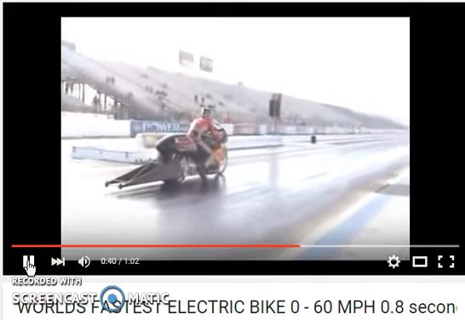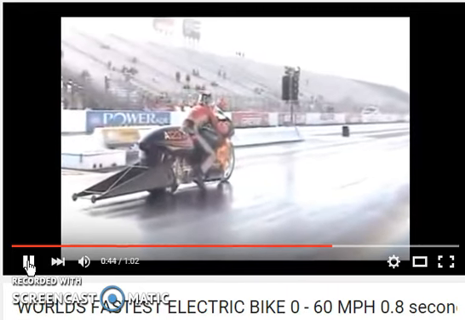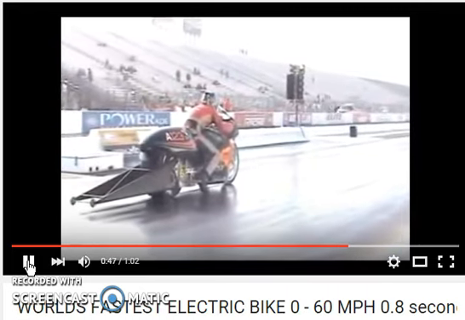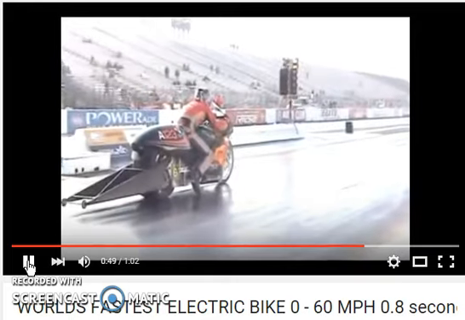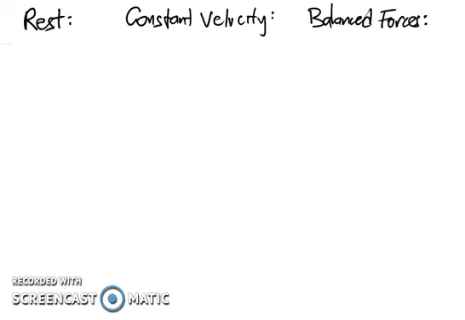Take a look at this motorcycle. It's claimed to be the world's fastest electric motorcycle, doing a 0-60 time in 0.8 seconds. We'll do an analysis on this. So let's take a look at our relationship or parameters in this one.